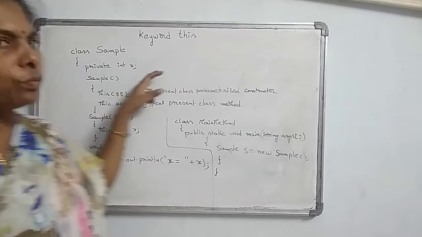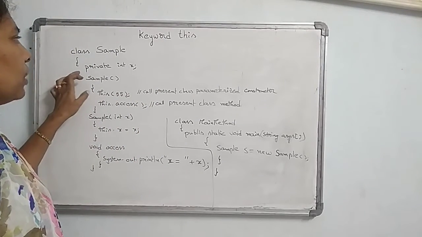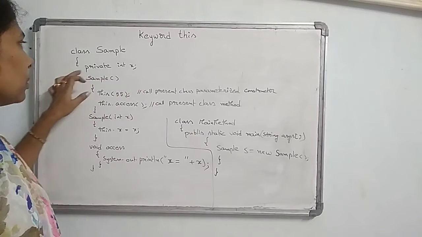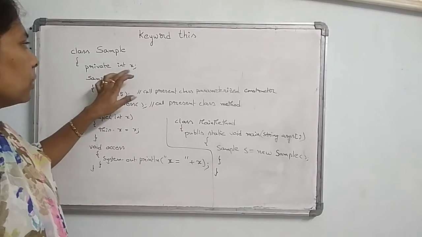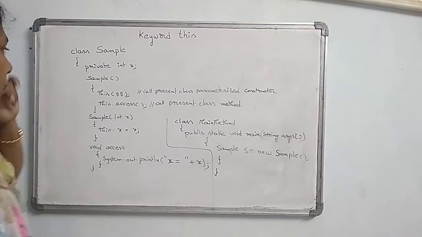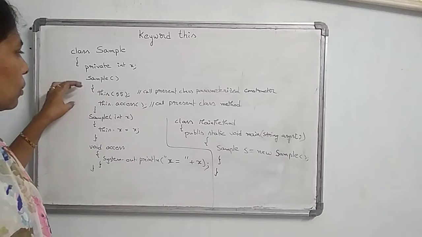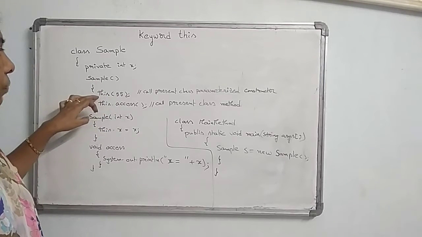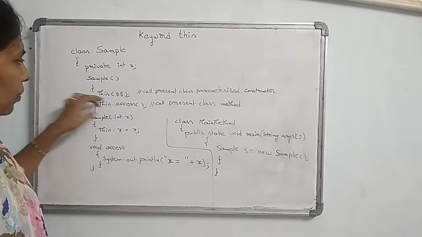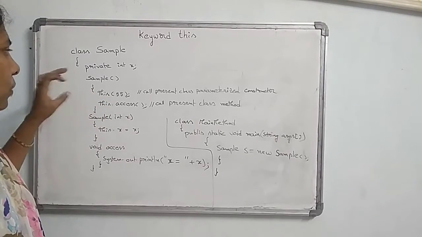So this is the example. I am taking the class Sample. In that I am taking one variable x, which is a private integer. That means the integer type must be private. Next I am taking the constructor Sample. Within the constructor I am taking this(55). Whenever we write this(55), this is acting as the object of the present class.